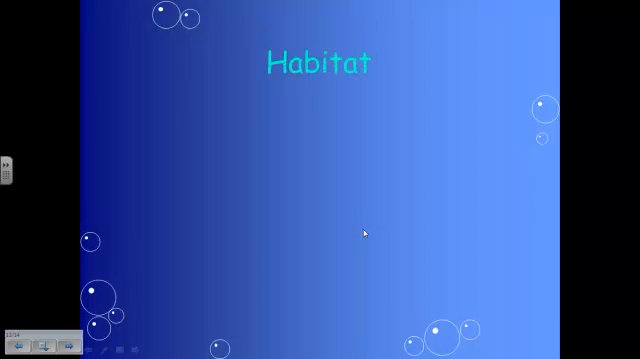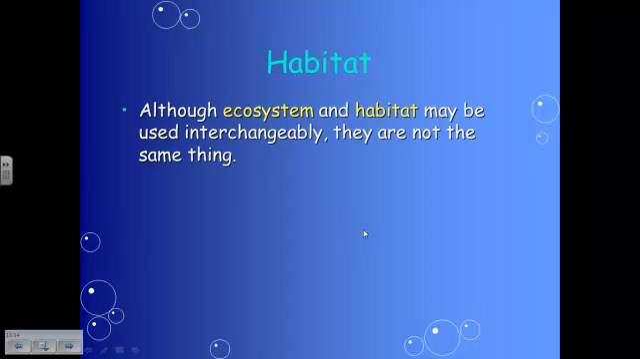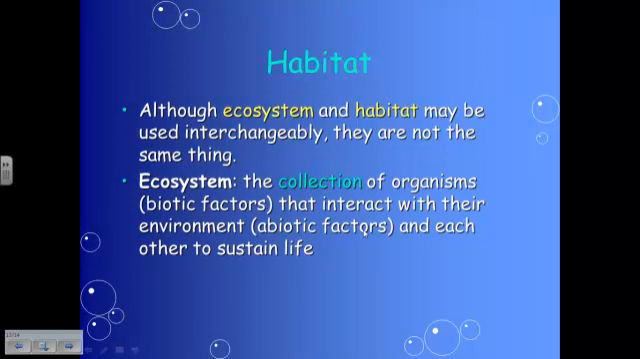Habitat. Some of the final things that are really important to population density. Although ecosystem and habitat are often used interchangeably by people who aren't quite sure or aren't quite hip to ecology, they are not the same thing whatsoever. An ecosystem is a collection of organisms that interact with their environment and each other, of course, to sustain life.